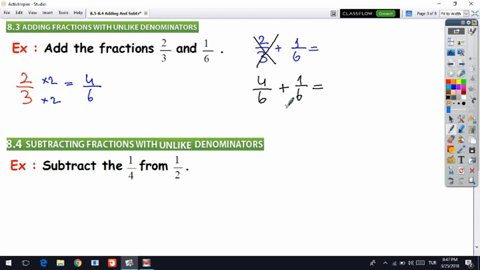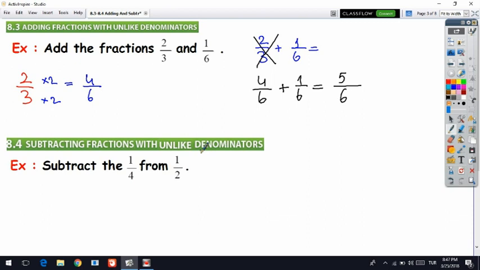Why? Because the denominators are like. 4 plus 1 is equal to 5 over 6. So we keep the denominator the same, that is 6. Okay, now let's look at an example about subtracting fractions with unlike denominators.